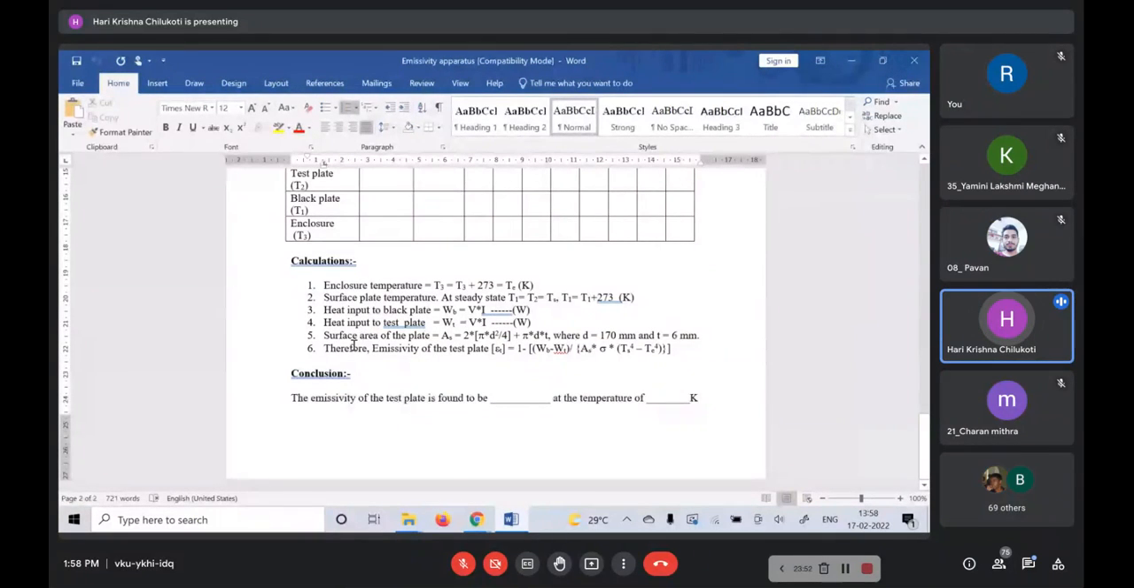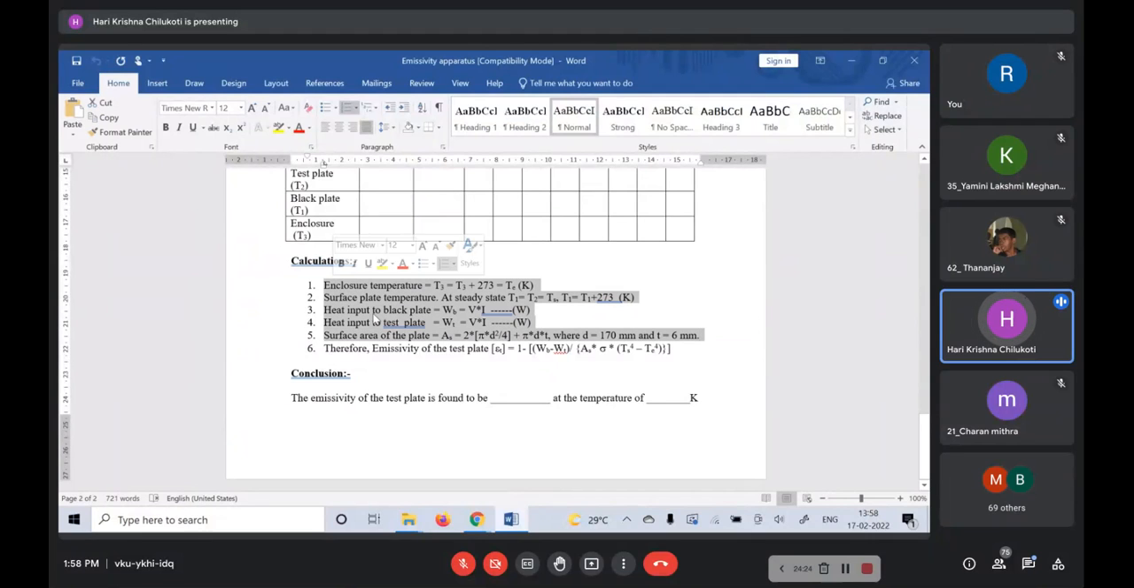The surface area: we have a circular plate with some thickness. Heat is radiated from both sides of the plate. So we can write it as 2 multiplied by pi d square by 4, and also from the circumference, that is equal to pi d multiplied by t. Here t is the thickness of the plate, which is equal to 6 mm, and the diameter is equal to 170 mm.